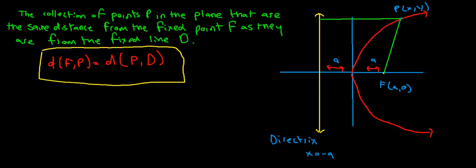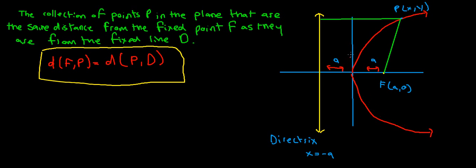A parabola is the collection of points P in the plane that are the same distance from the fixed point F as they are from the fixed line D. So let me go over this definition. Collection of points P. The collection of points are the parabola itself.